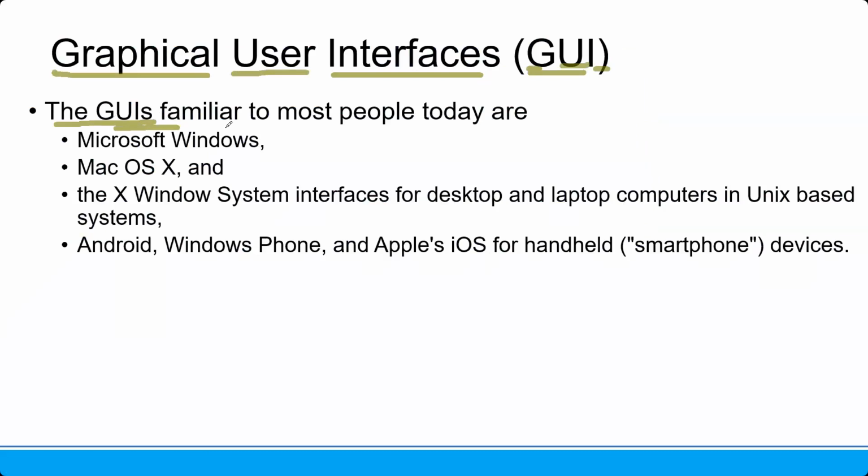The GUIs familiar to most people today are Microsoft Windows. If you use Windows, it means they have the GUI. And if you use Mac, of course, your GUI is based on the Mac. And the X Windows system, like if you have Unix, or some related to the smartphone. Maybe you use Android, or Windows Phone, or iPhone, etc. Everything will use GUI.